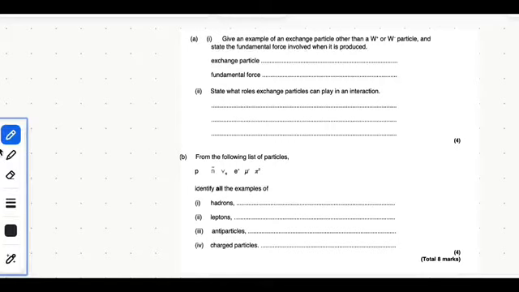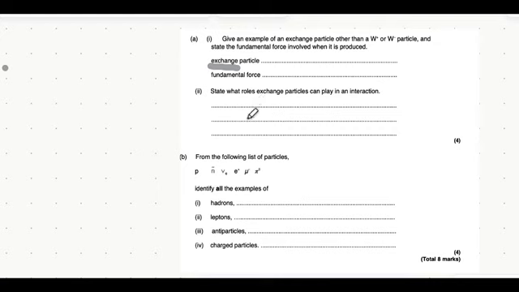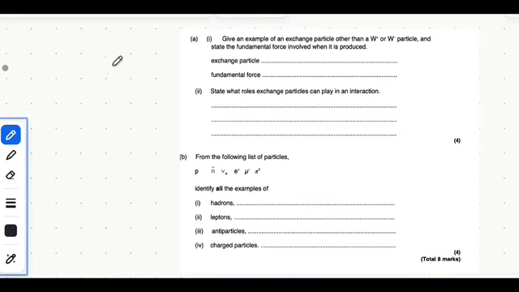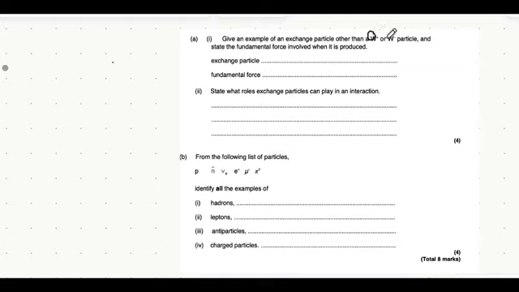Ideas about the fundamental forces, exchange particles, and also particles and antiparticles. So we'll have a look at all of those. So it's asking you to give an exchange particle other than the W plus or W minus boson, which by the way is the exchange particle for the weak interaction or the weak nuclear force.